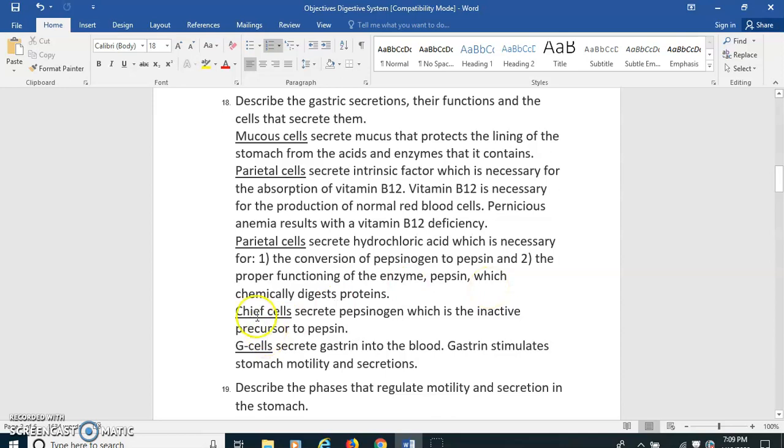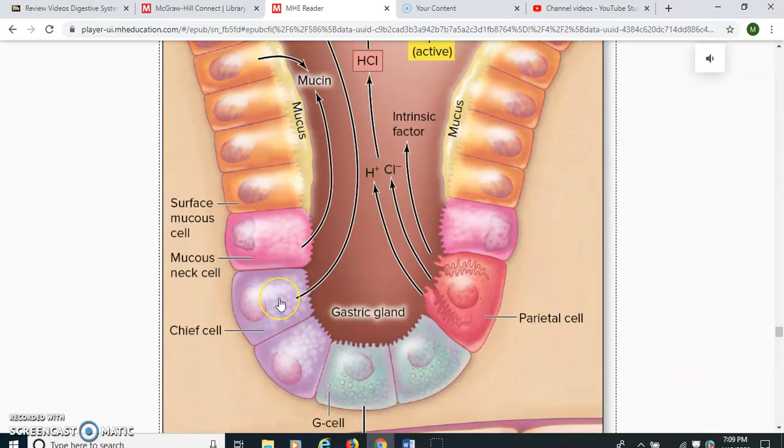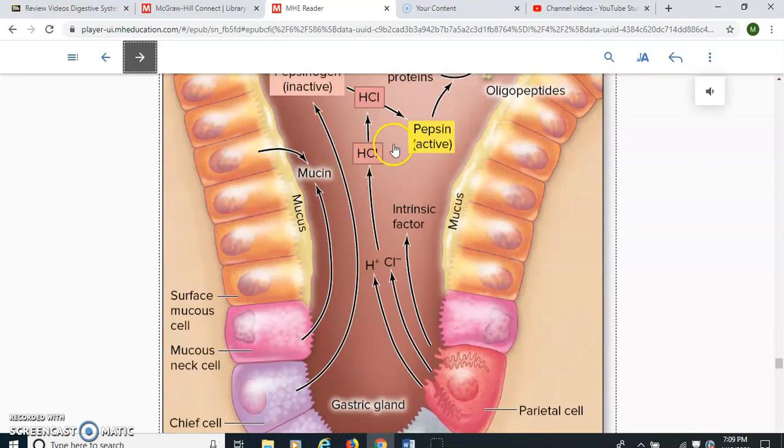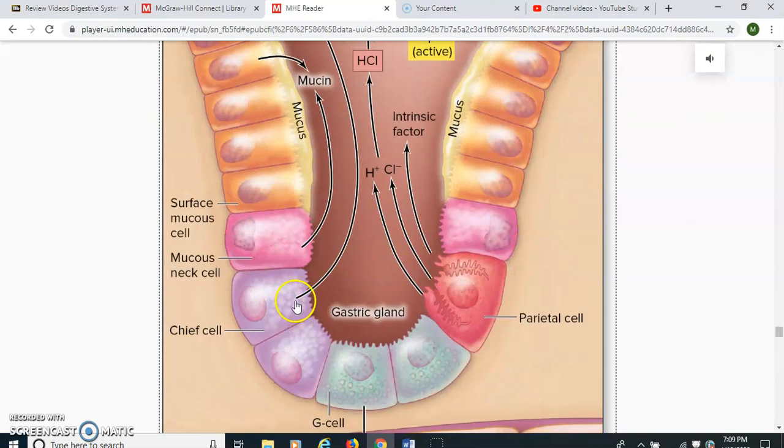So we've got two more cells. The chief cells are a little bit more simple than the parietal cell, which had a few more roles. The chief cells' function is to produce pepsinogen. They produce the pepsinogen and then release it into the stomach lumen. So that's the role of the chief cells.